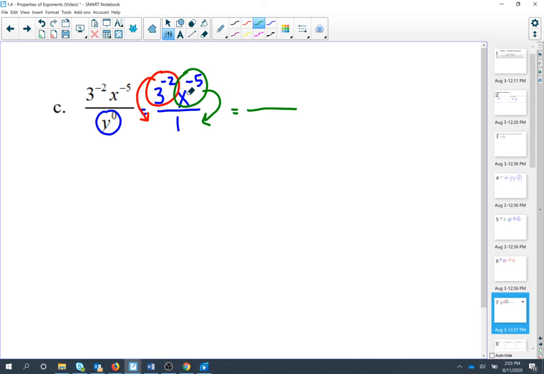So if we bring both of them down to the denominator, what's left in the numerator? We're just going to put a placeholder for now. And then we're going to have 3 squared times x to the 5th. Then we're going to clean this up. 1 over 3 squared is 9, x to the 5th. And do you need to keep a placeholder in the numerator? Yes.